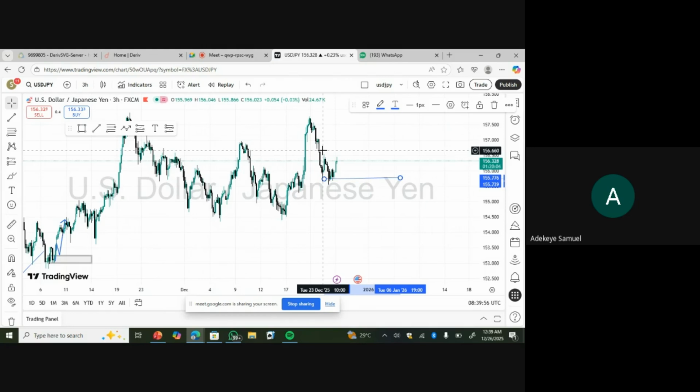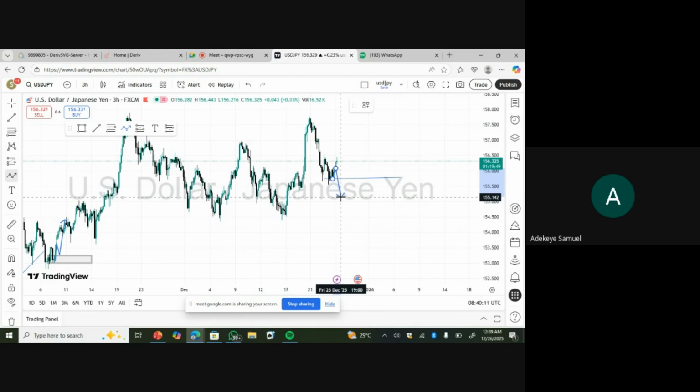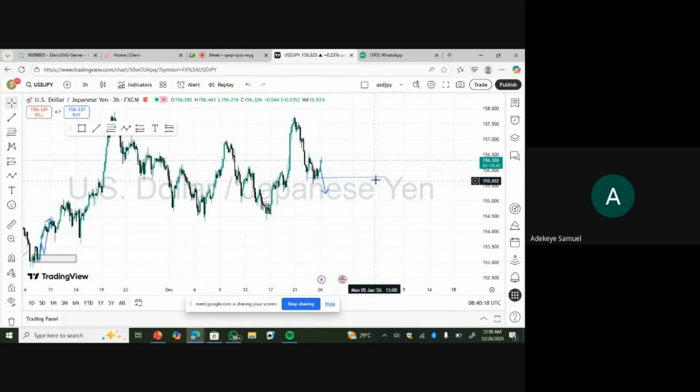After you enter a trade, you see that the market is going against you. Let's say you enter at 155.76. After you enter, the market does something like this, and it starts going against you. That means you are losing money. For you to reduce the amount you lose on this pair, you have to use stop loss.